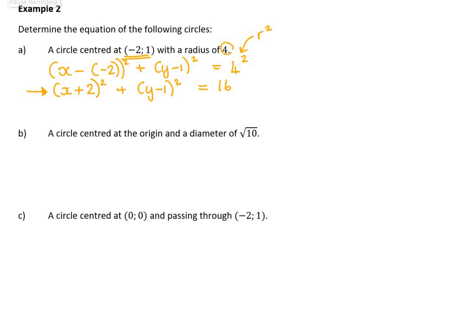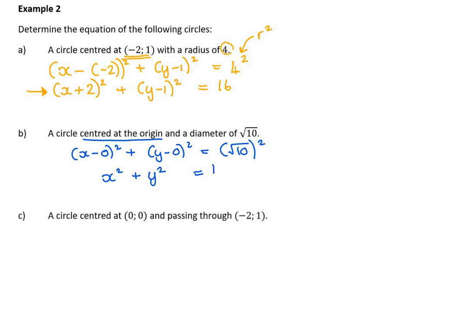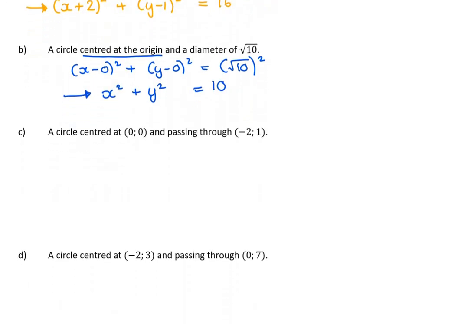Right, on to the next one. Centered at the origin. So technically this means x minus 0 squared and y minus 0 squared. But hopefully when we're really good at circles, we just know that that's x squared plus y squared. And this will be equal to root 10 squared. And root 10 squared, the root and the squared cancel out, and I get 10. Again, please go straight to the answer. It's no problem.